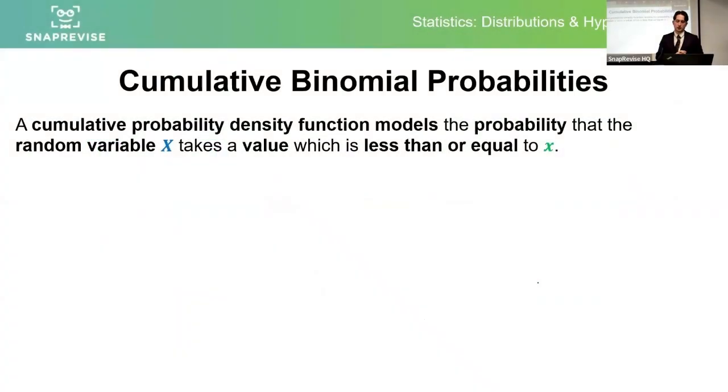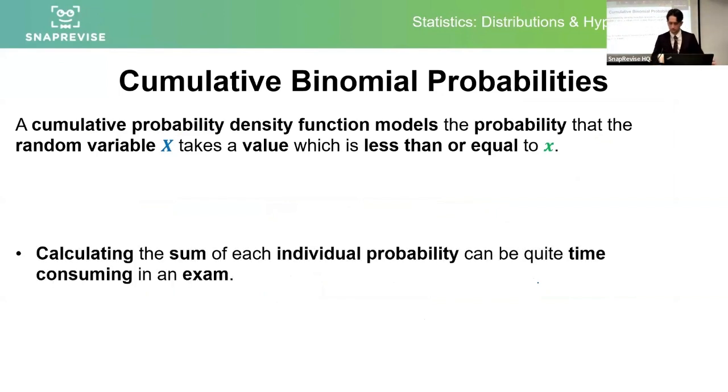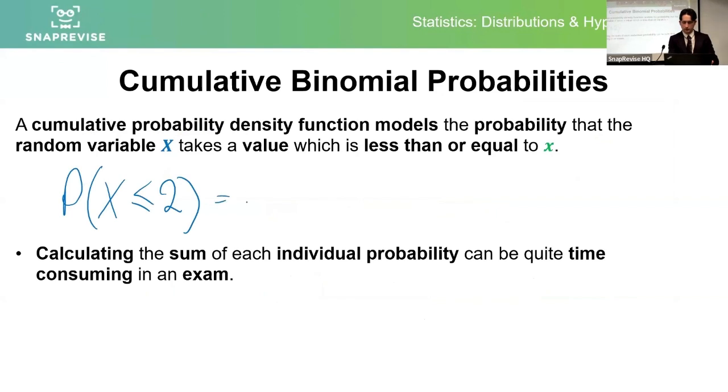So a cumulative probability density function models the probability that a random variable will take a value less than or equal to X. So sometimes it's like the chance of 3 or less wins, or 5 or more. So it's a tail of events. So here's an example. P of X is less than or equal to 2, which of course would be loads of stuff added up.